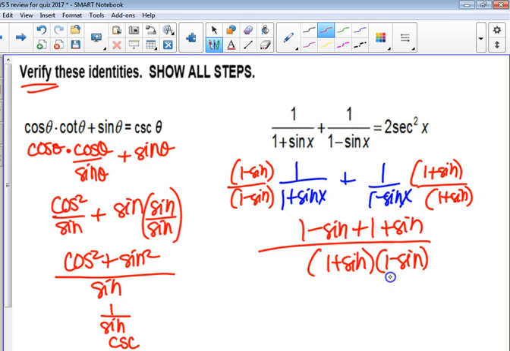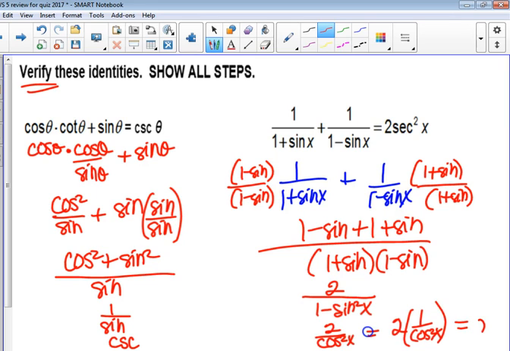Okay, what does the top simplify to? 2. What does the bottom FOIL together to become? Right, because the middle term drops out. 1 minus sine squared is cosine squared, so I have 2 over cosine squared, which is the same as 2 times 1 over cosine squared, and I really don't care if you skip that step, which is 2 secant squared of x, which is equal to the right-hand side. Okay, you may take a picture of that one if you want.